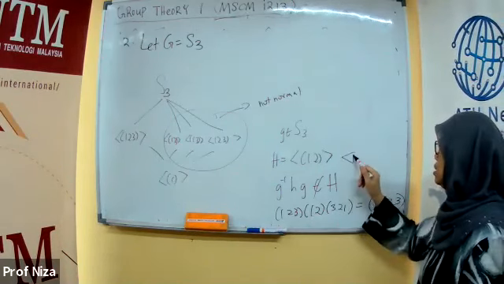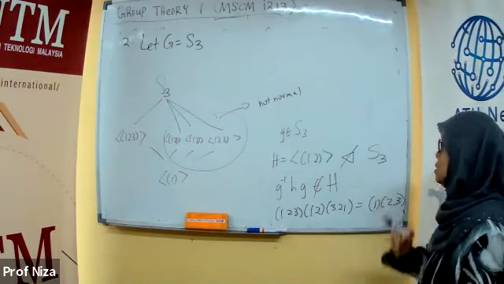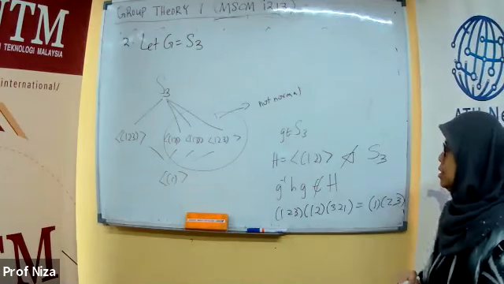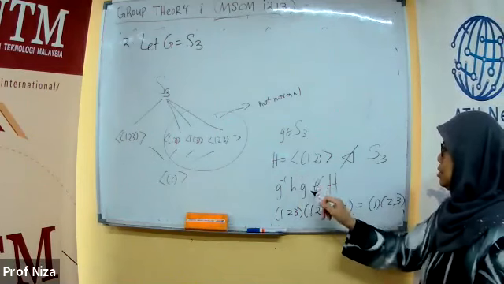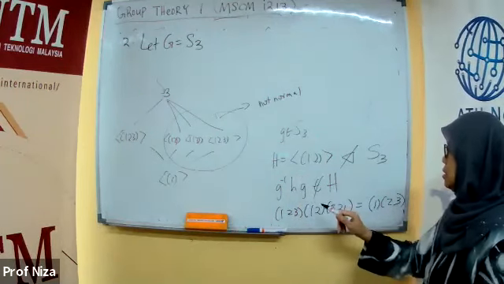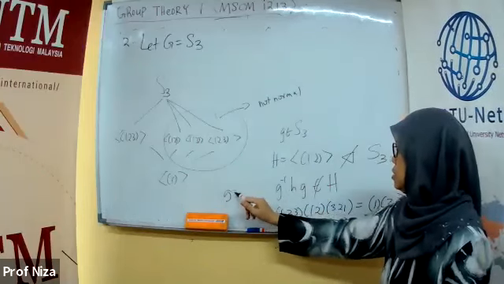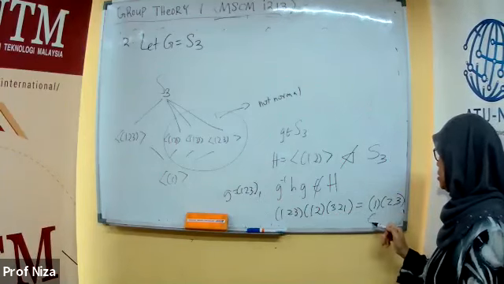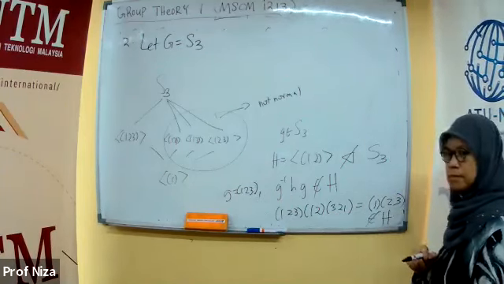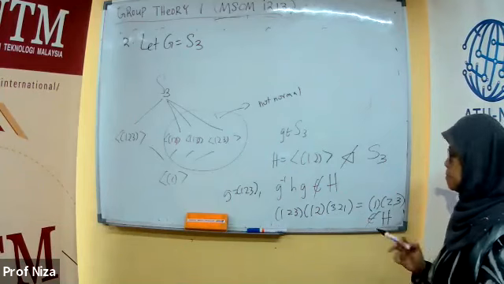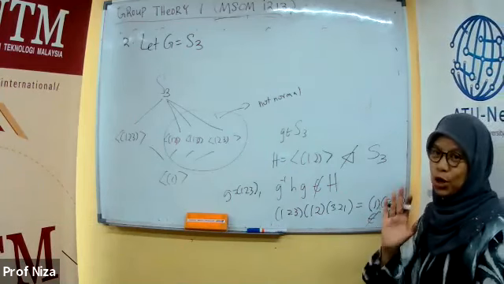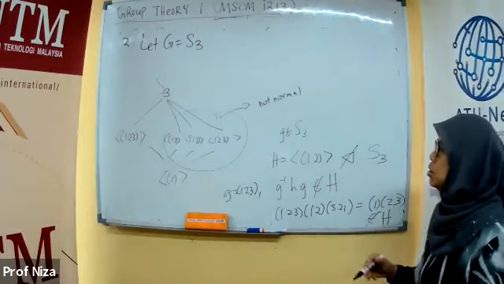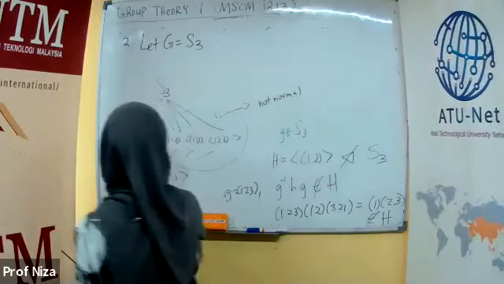How do you show that this is not normal in S3? For example, take one element in G, G inverse H G. If G is (1 3), multiply, it is not in H. Okay? So you don't have to list all left cosets, all right cosets. You just take one element, and show it.